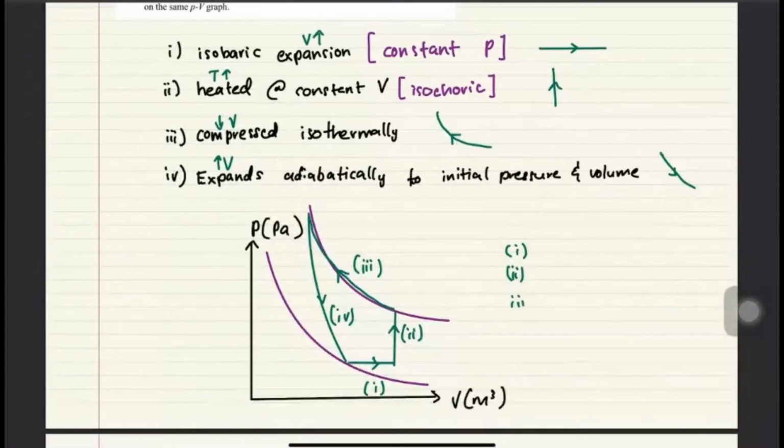Just go through again. So the one earlier is isobaric, isochoric, isothermal, and then lastly is adiabatic.